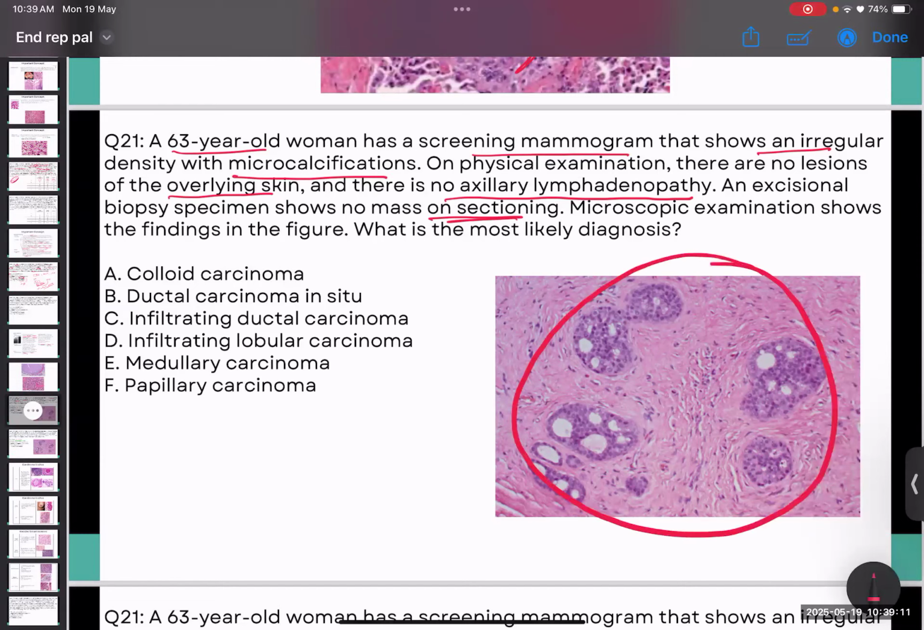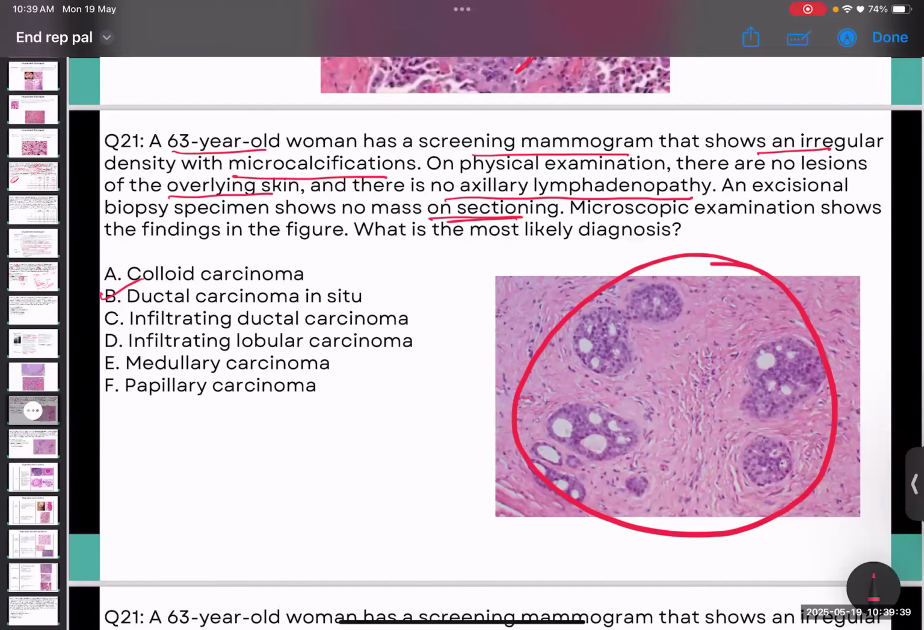So this kind of looks like cookies. And I know this cookie pattern is seen in DCIS, so I'm just going to go with it. Colloid carcinoma, you would see mucin, tumor cells floating in mucin. Infiltrating ductal carcinoma, you would see basically ducts being obliterated, and there's a lot of cells that are purple outside the ducts as well. Infiltrating lobular carcinoma, you would have single file appearance of the cancer, and then medullary carcinoma is just all purple.